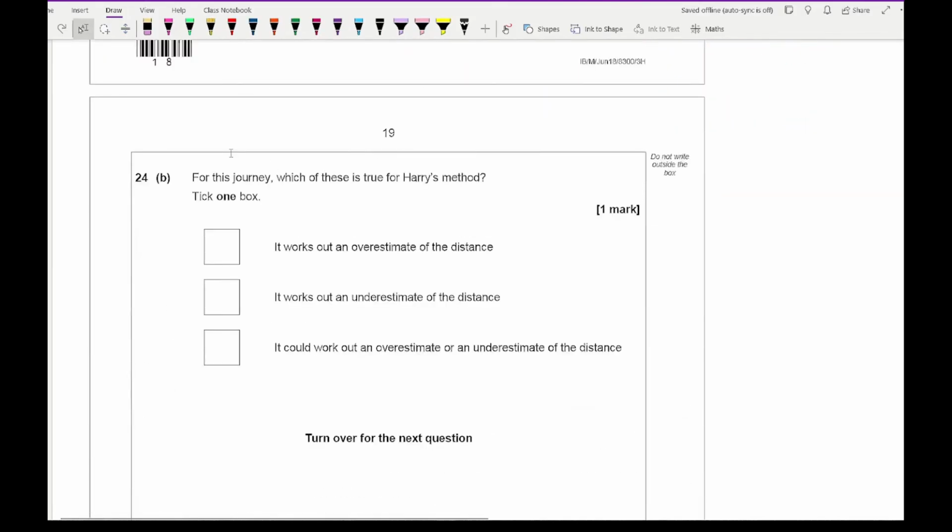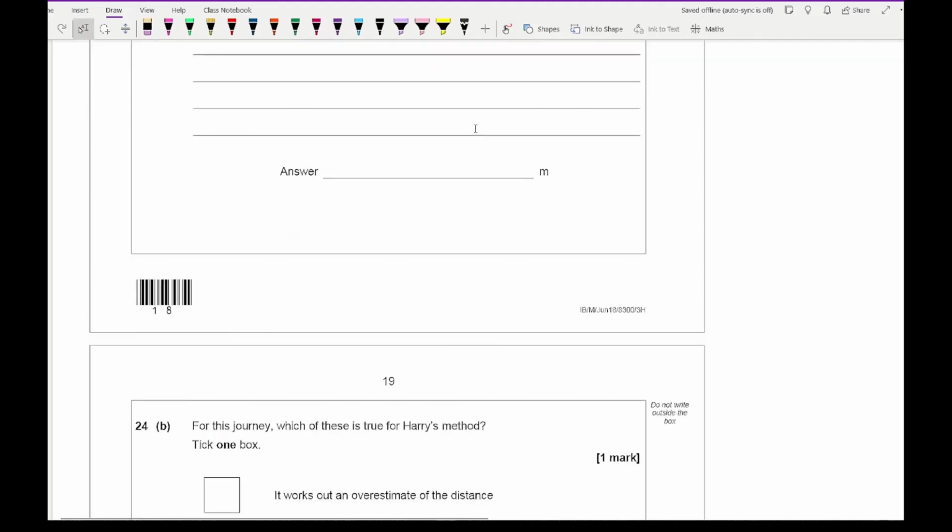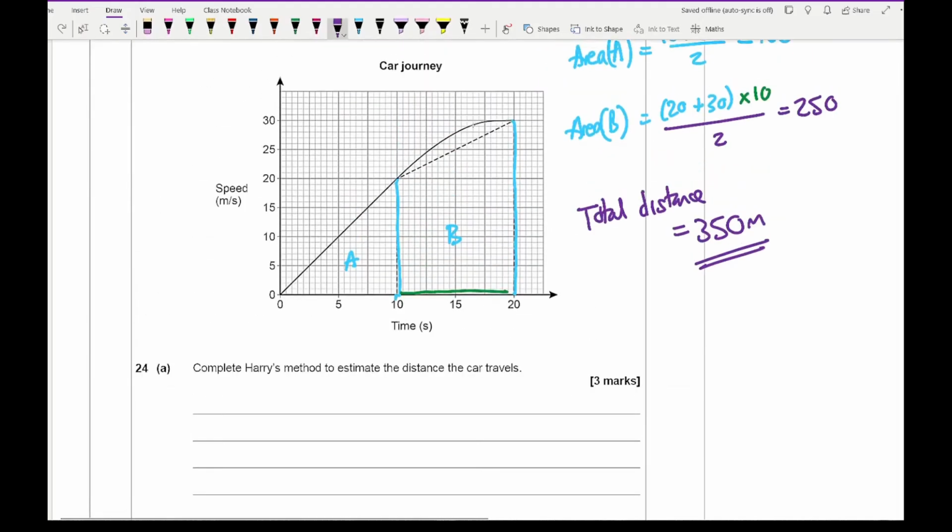So the question then 24b says, for his journey, which of these is true for Harry's method? And it's going to be an underestimate, and the reason for that is because, as you can see, for the area of B, we're missing this bit here. So that's why Harry's estimate is going to be an underestimate.